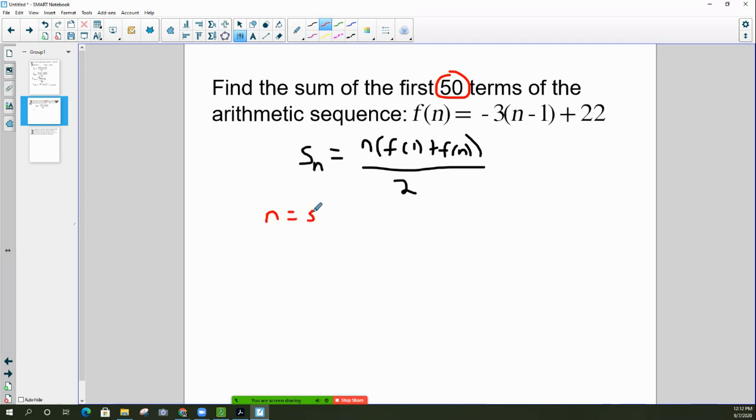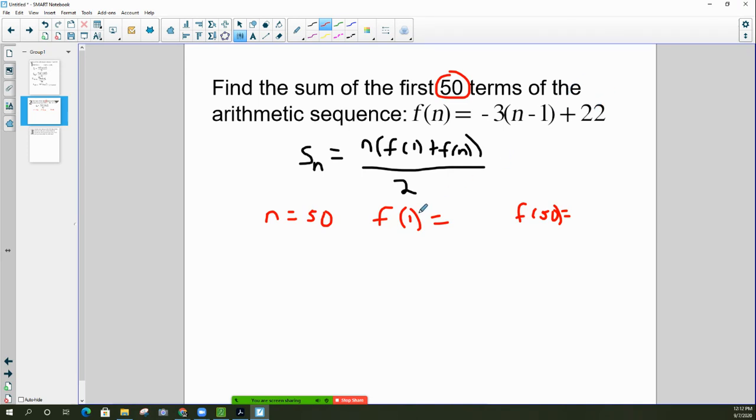So now we just need to know what is f of 1 and what is f of 50. And once we figure that out, it is simply plugging every number in and following order of operations to simplify the expression. All right, so in this problem, what is f of 1? There are two ways to figure this out. The first way is you recognize that this is an explicit form where this is your f of 1 right here. So f of 1 is just 22.